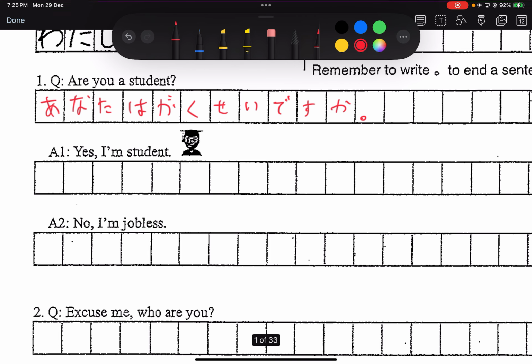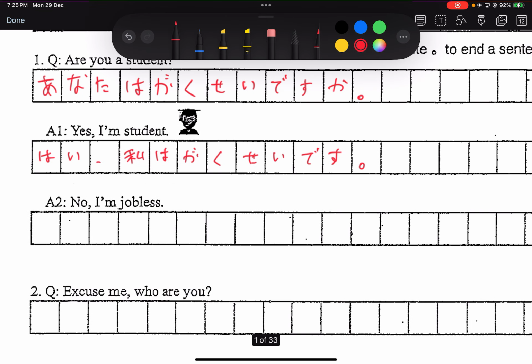Okay, next one. Yes, I am a student. How to say? 私は学生です. Very good. So I just short form 私. 私 is written like that. I'm too lazy to write 3 letters. 私は学生です.